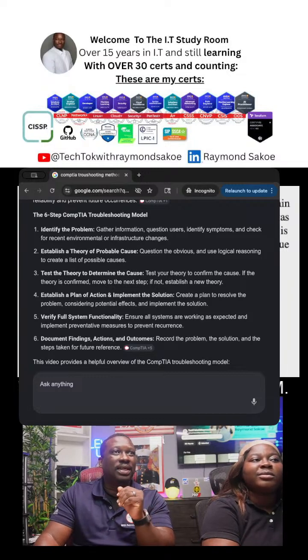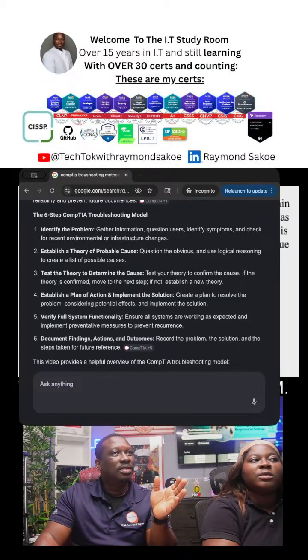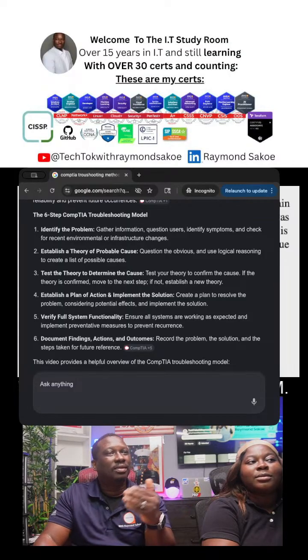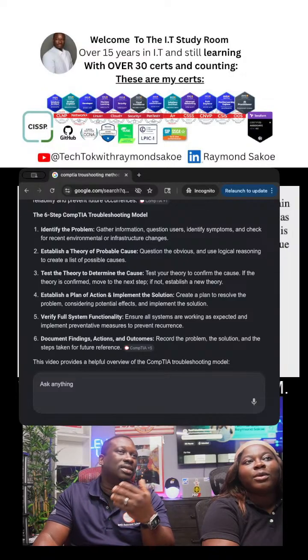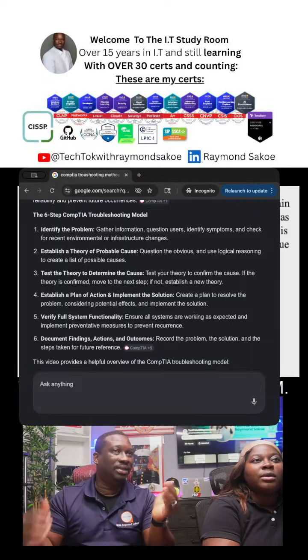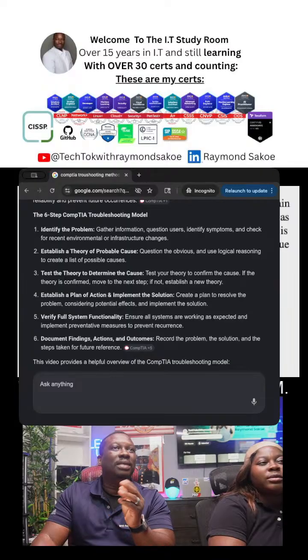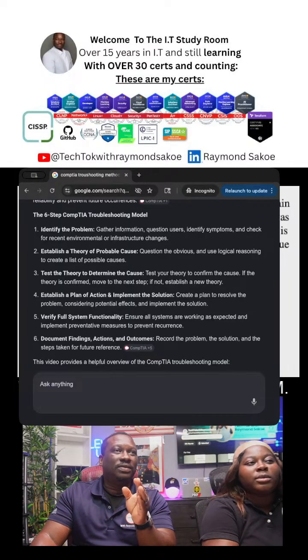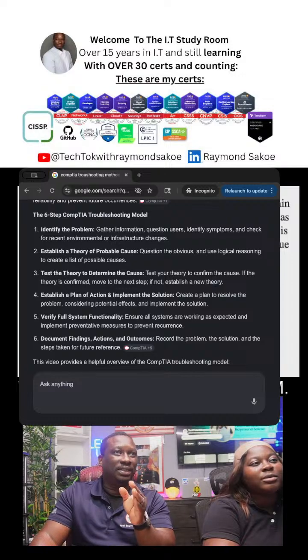Once you test those theories, the next step is to establish a plan of action. What is the plan for fixing this problem? Some problems you might have to go buy something from the store to fix, so you have to have a plan in place. And then implement the solution. The fifth step is to verify full functionality. Once it's fixed, you have to verify that.